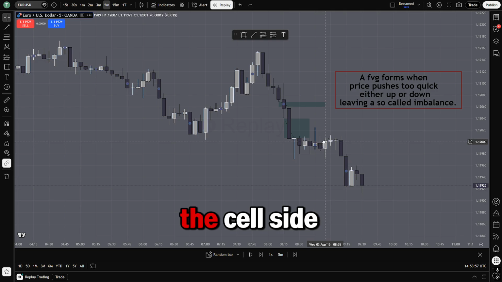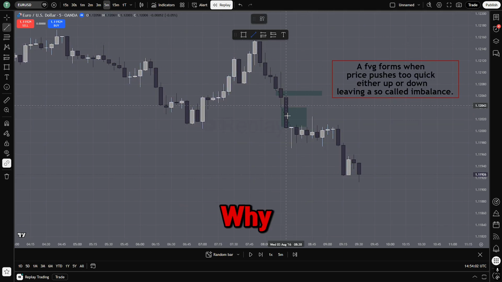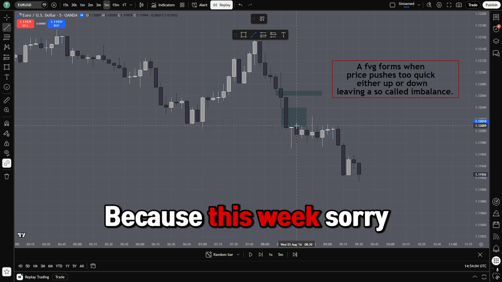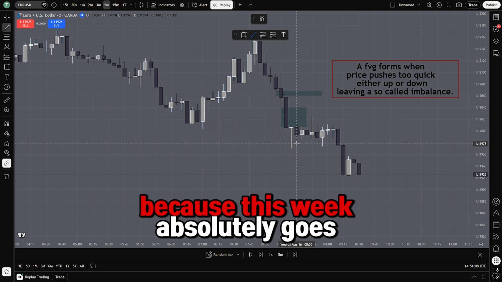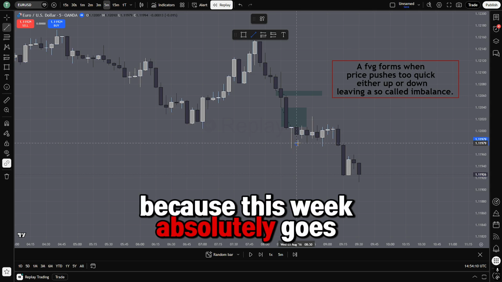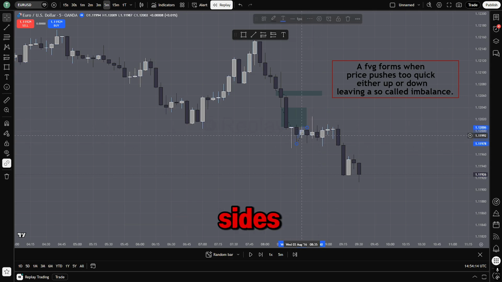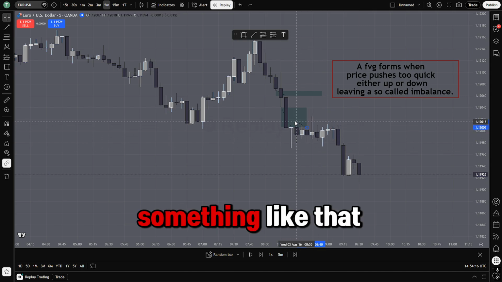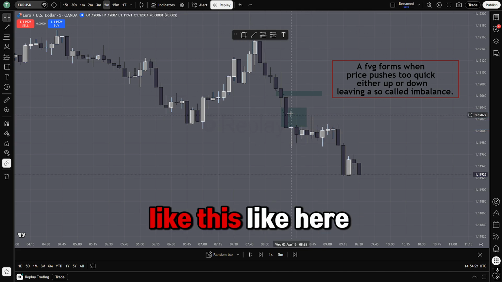Now, if I want to find a sell side gap, I cannot do that, let's say, here. Why? Because this wick absolutely goes through this wick. They are literally on opposite sides. It should be something like that, so that then I can draw the gap, for example, like this, like here.